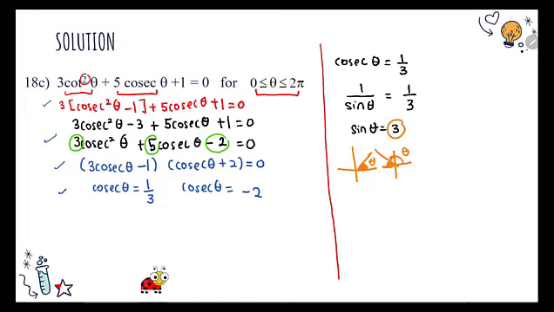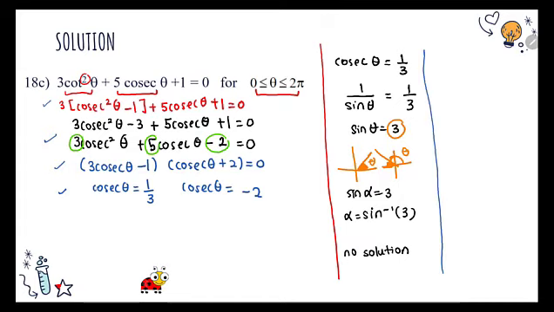Now we're gonna start with finding alpha, which is the reference angle. So we're gonna find sine alpha equals to 3, alpha equals to arc sine of 3. Okay, so you have to press your calculator to find arc sine of 3. So there is no solution for arc sine of 3. So therefore our conclusion here is no solution. Okay students, for cosecant theta equals to 1 over 3. Now we're going to continue with the second answer.